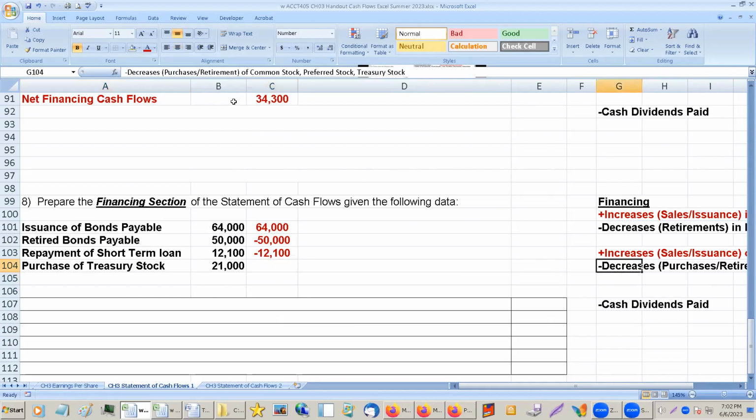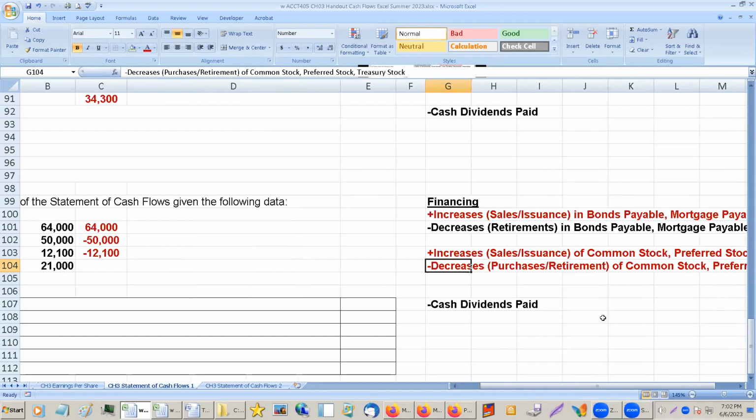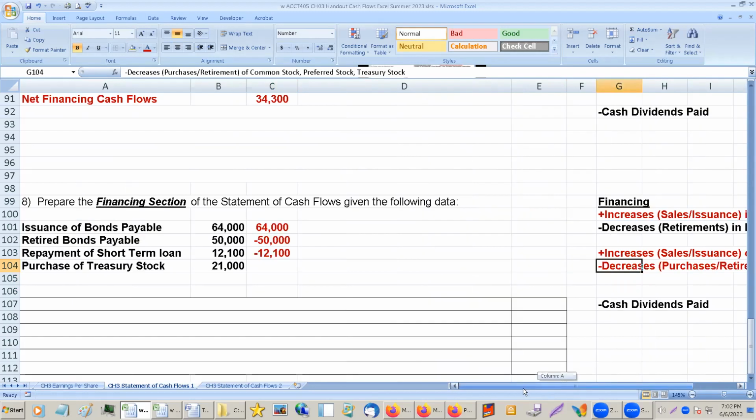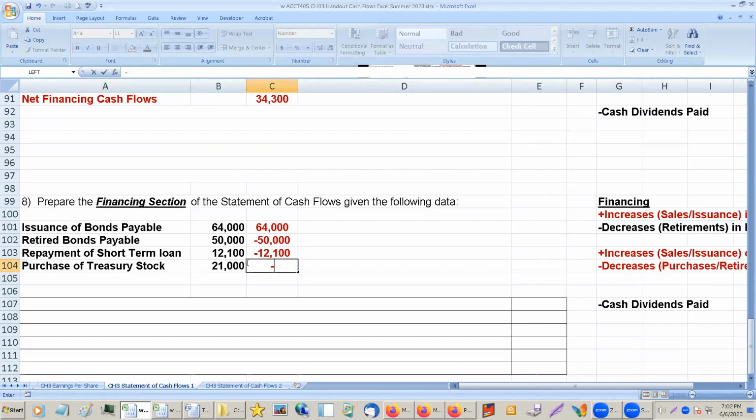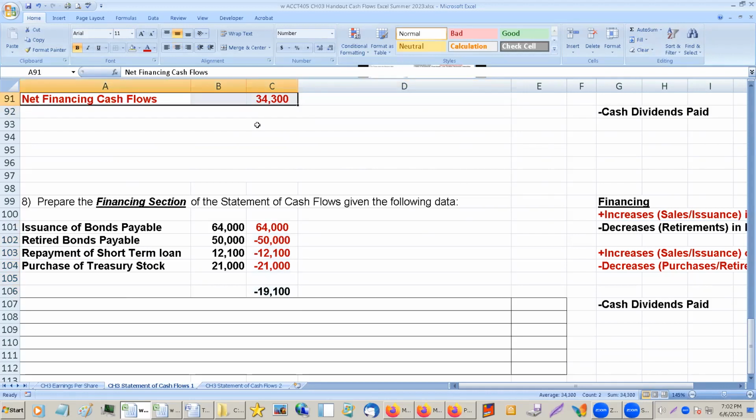Now notice that purchases, purchase of retirements, this means you buy it back, or in this case, you're buying it back, but it could also mean you buy whatever. Whenever you see purchase, your cash is going down. So this would be a negative. Okay, and this is net financing cash flows.